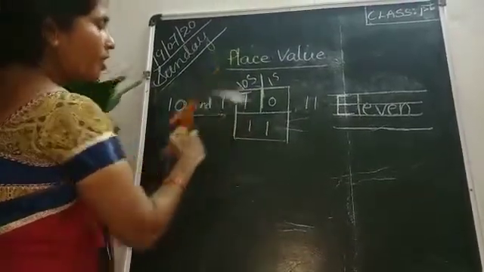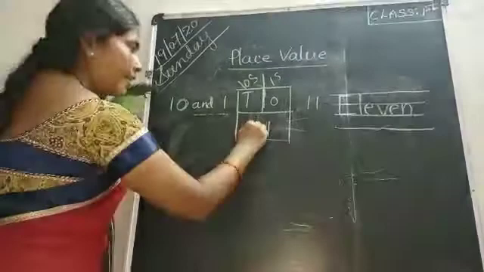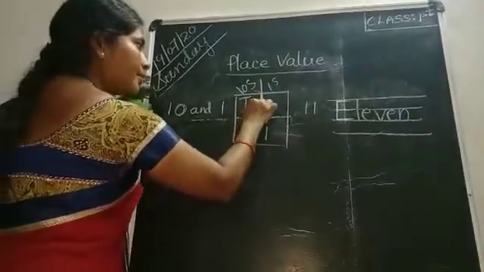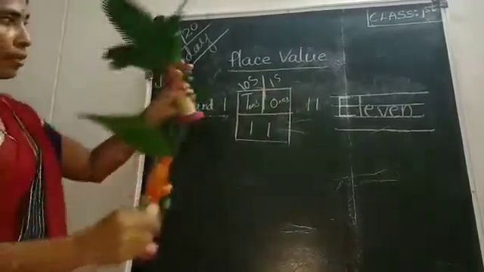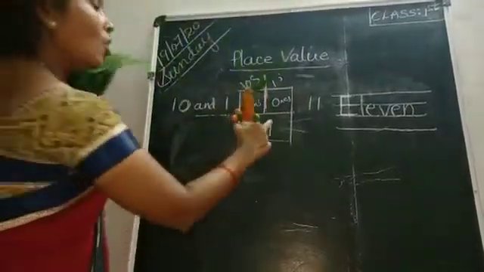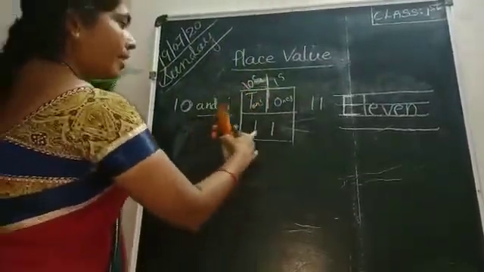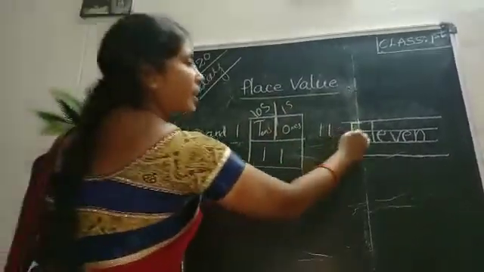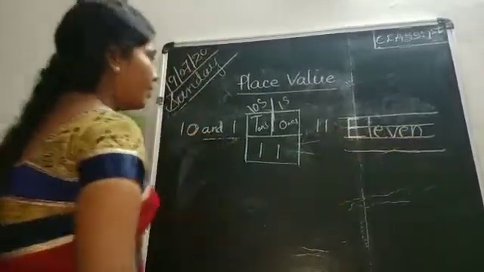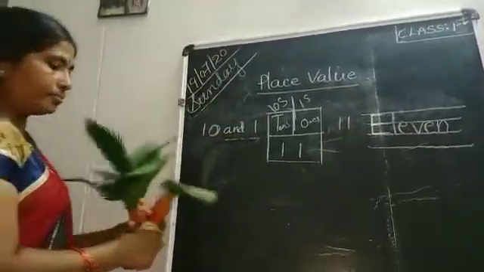See tens. How many tens are there? One 10. It is tens. T for tens, O for ones. How many tens are there? Only one 10. And ones, how many? 1. So one 10 and one 1, 11. What's the spelling? ELEVEN, 11. Okay. Next, see.